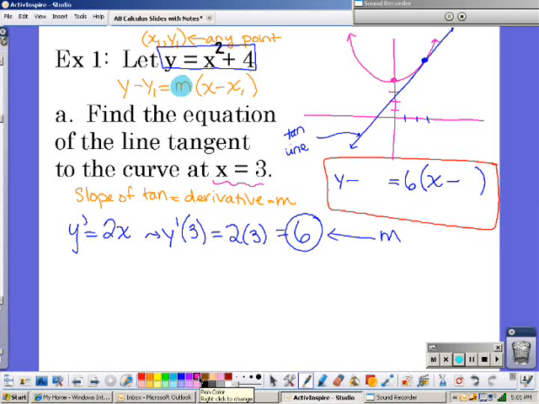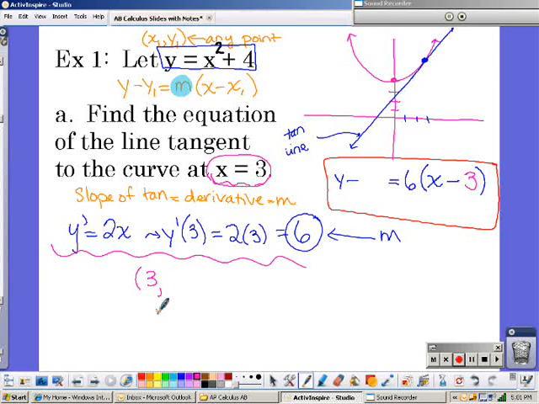Now to figure out our xy pair, matters aren't too terrible. In fact, the problem has already told us the x. They said we're interested in x equals 3. So that means my x1 of my xy pair is 3. I'm going to sub that in over here for my x1.